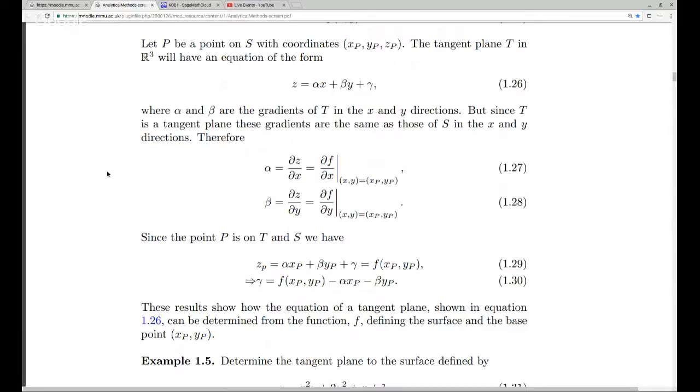So again, that's the solution to the problem at hand. The problem we started out with is how to determine the equation of the plane in terms of information coming from the function f. Alpha and beta were the gradients of f in the x direction and f in the y direction, and gamma comes as this combination here. So it's all coming in terms of information about f and evaluated at the base point xp, yp. So that shows you how everything about the tangent plane, the alpha, beta, and the gamma, they all come from f and the base point coordinates xp and yp.